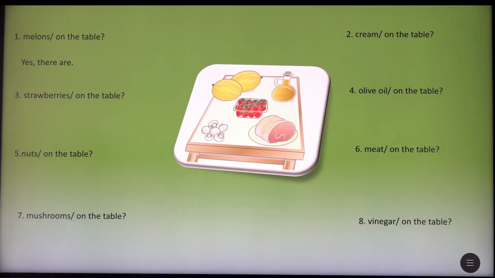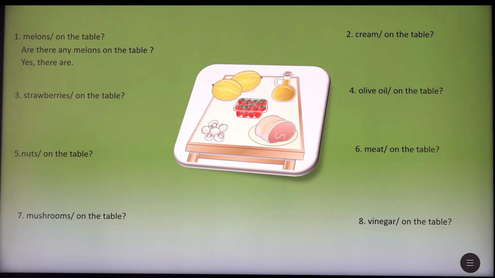We'll have some exercises using countable and uncountable nouns. You can see the picture on the screen and you can see some food on the table. You're going to ask questions for the things that you can see. Also, there are things that we cannot see on the table. Let's start from the first one. We have melons on the table. The question is, are there any melons on the table? The answer, yes, there are.